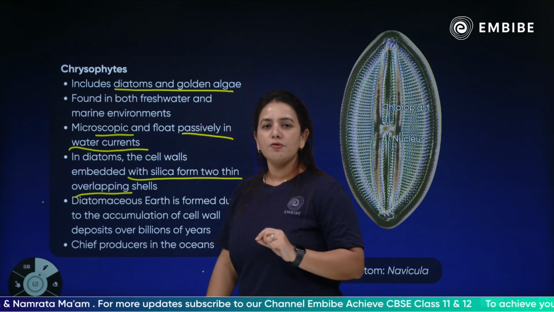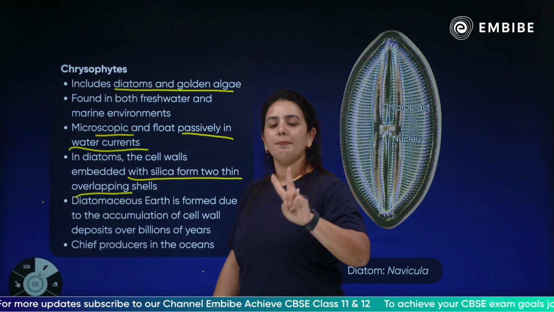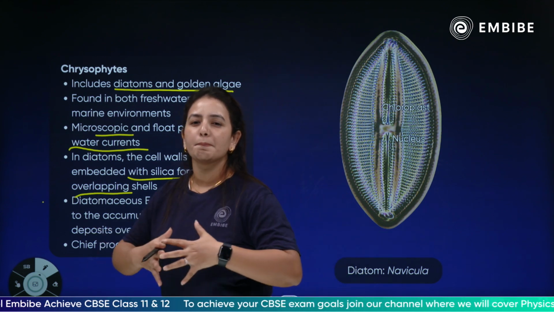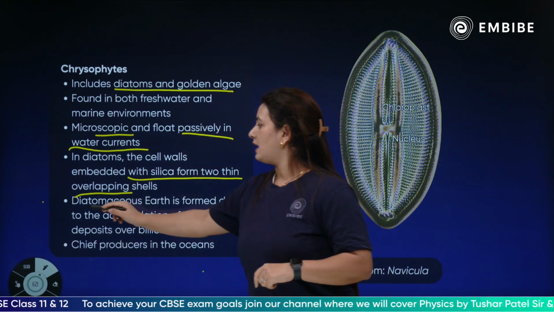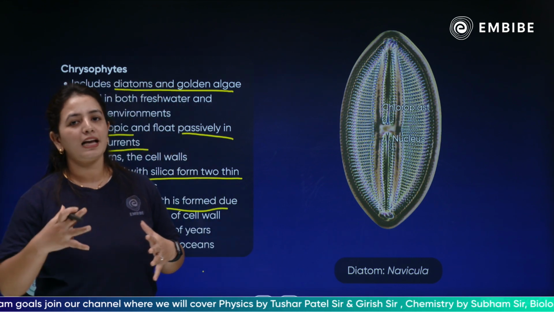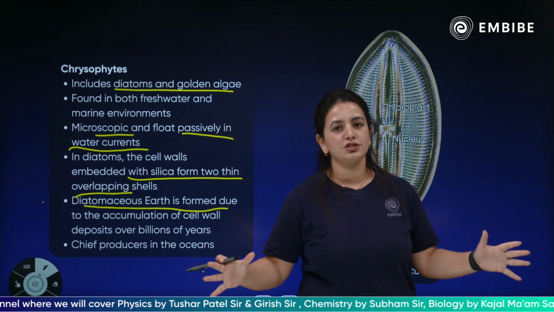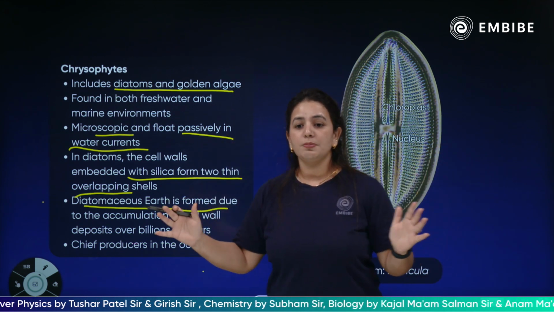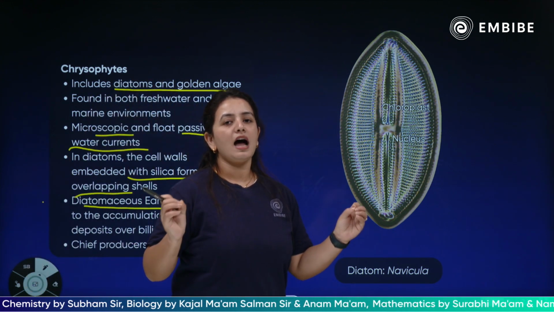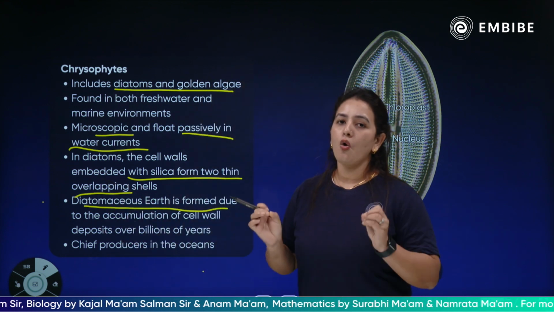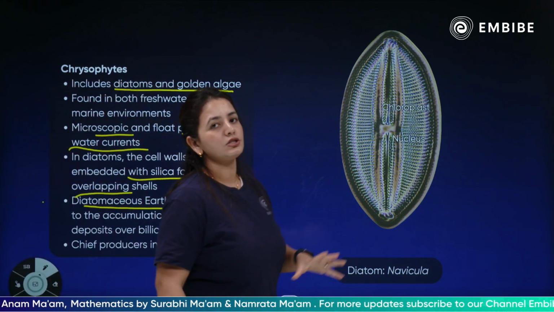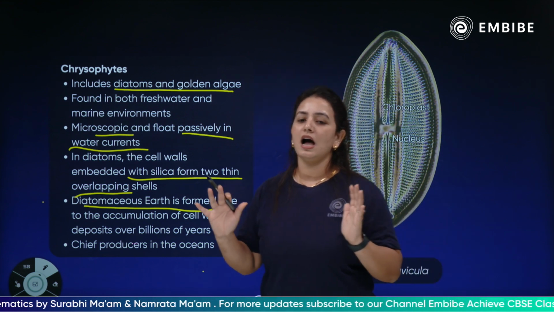So the cell wall consists of silica and has two overlapping thin shells. The cell walls keep accumulating and form huge structures called diatomaceous earth, which is the result of over 1 billion years of deposition. And the chrysophytes are the chief producers of the oceans. What are producers? Those which undergo the process of photosynthesis, also known as autotrophs. So the chief producers of the oceans are the chrysophytes.